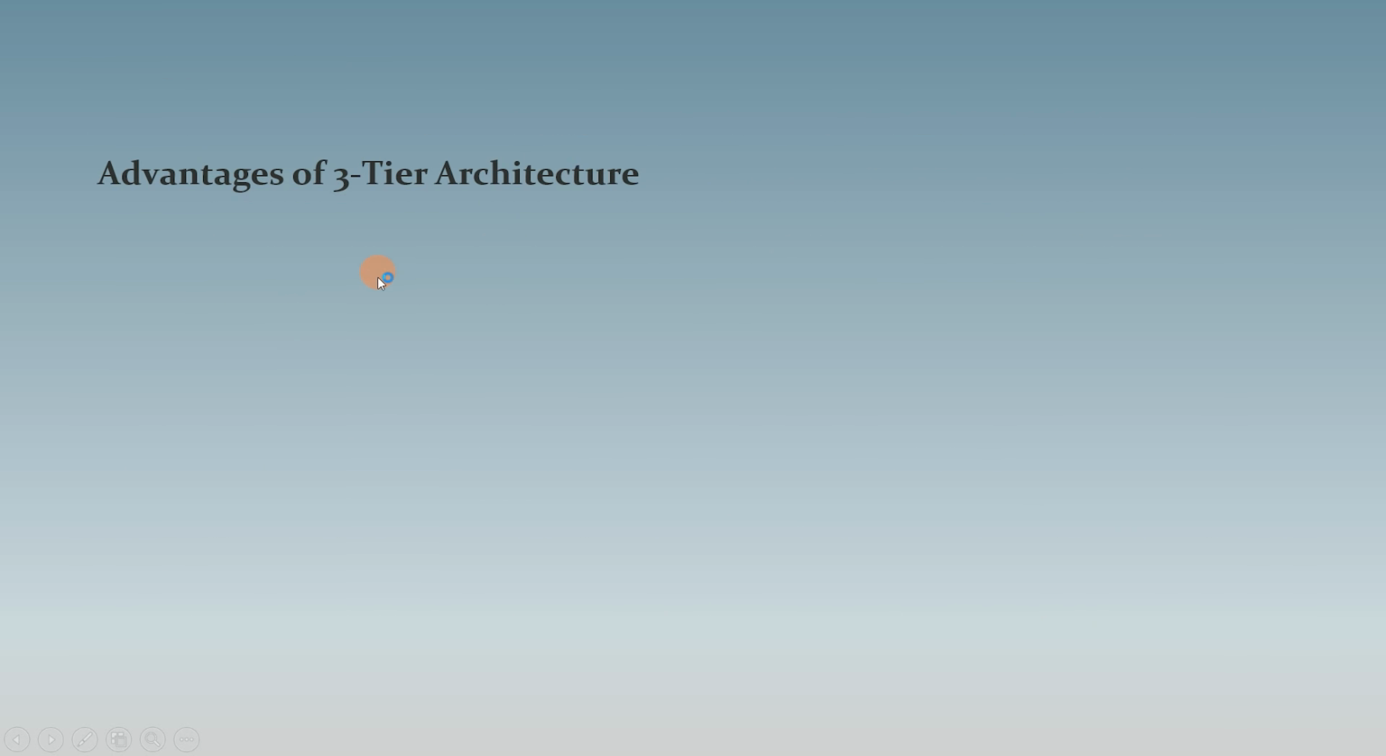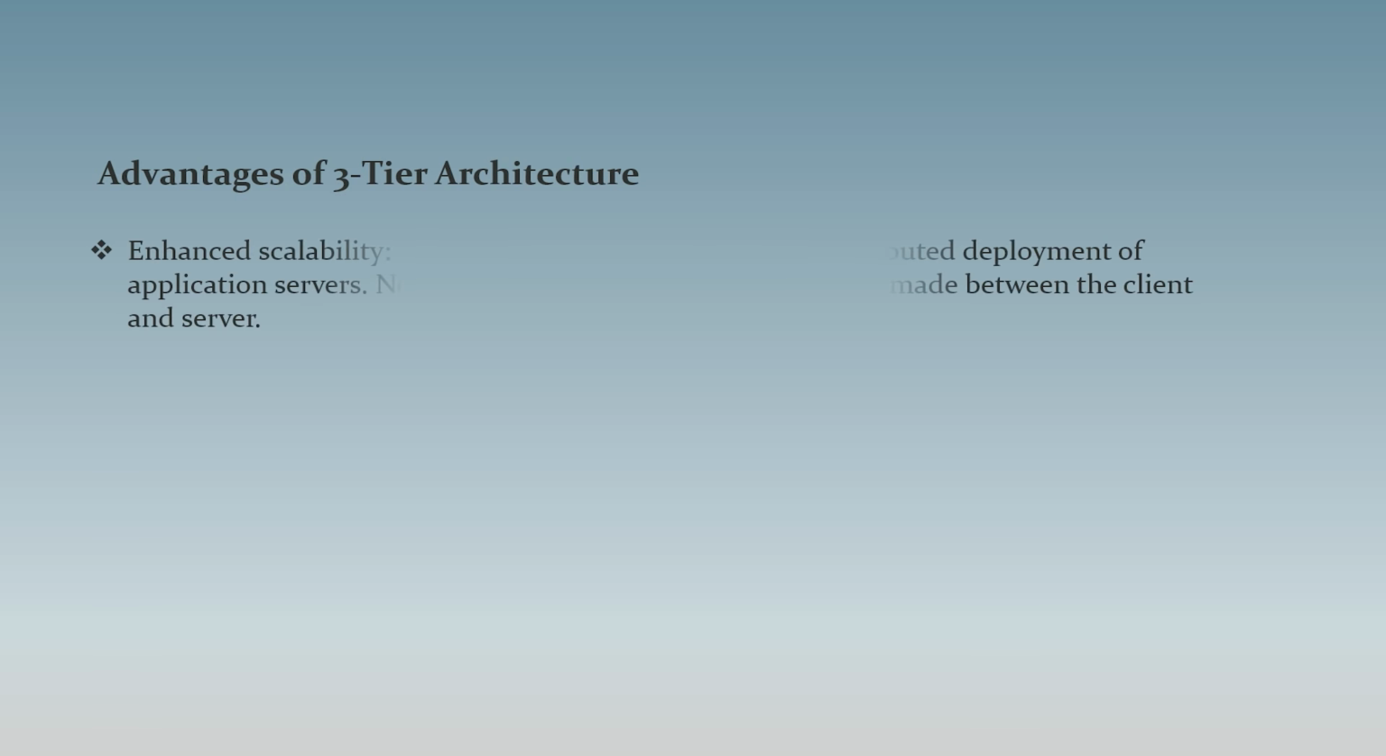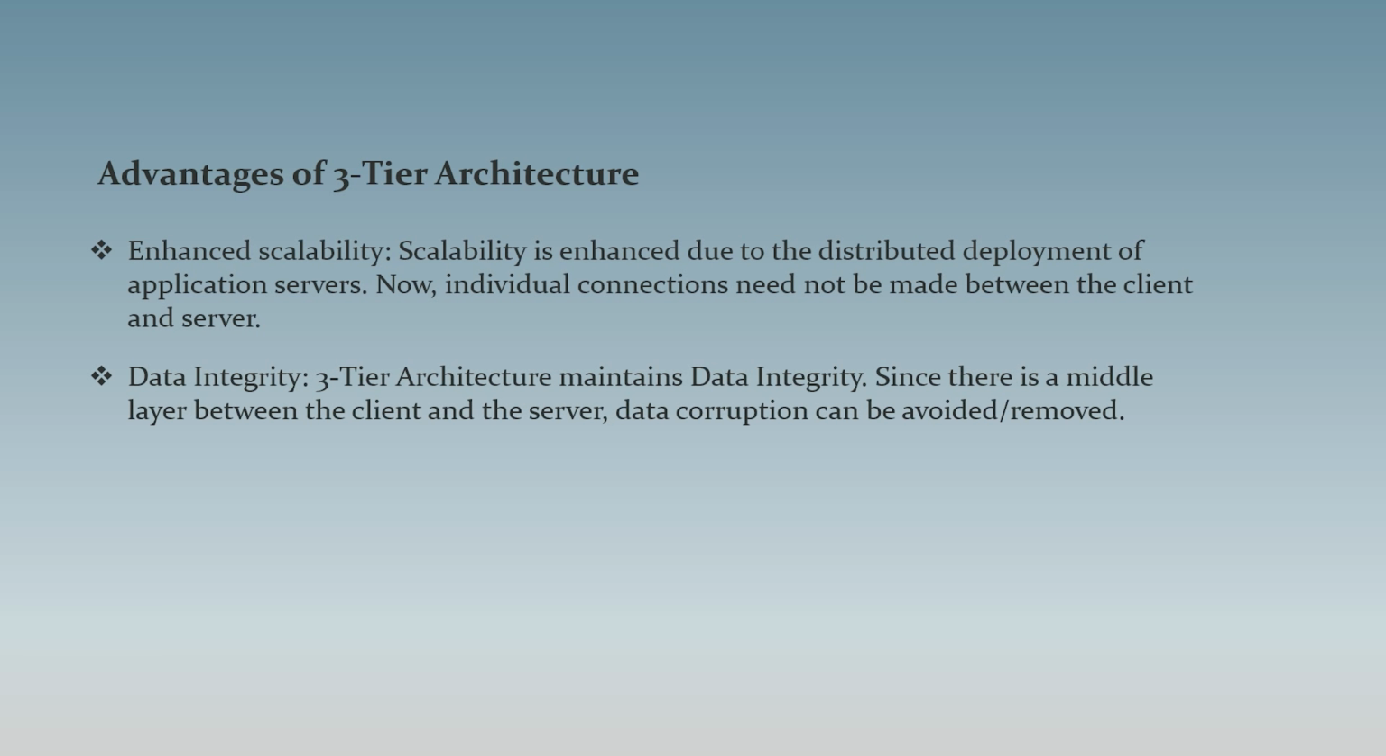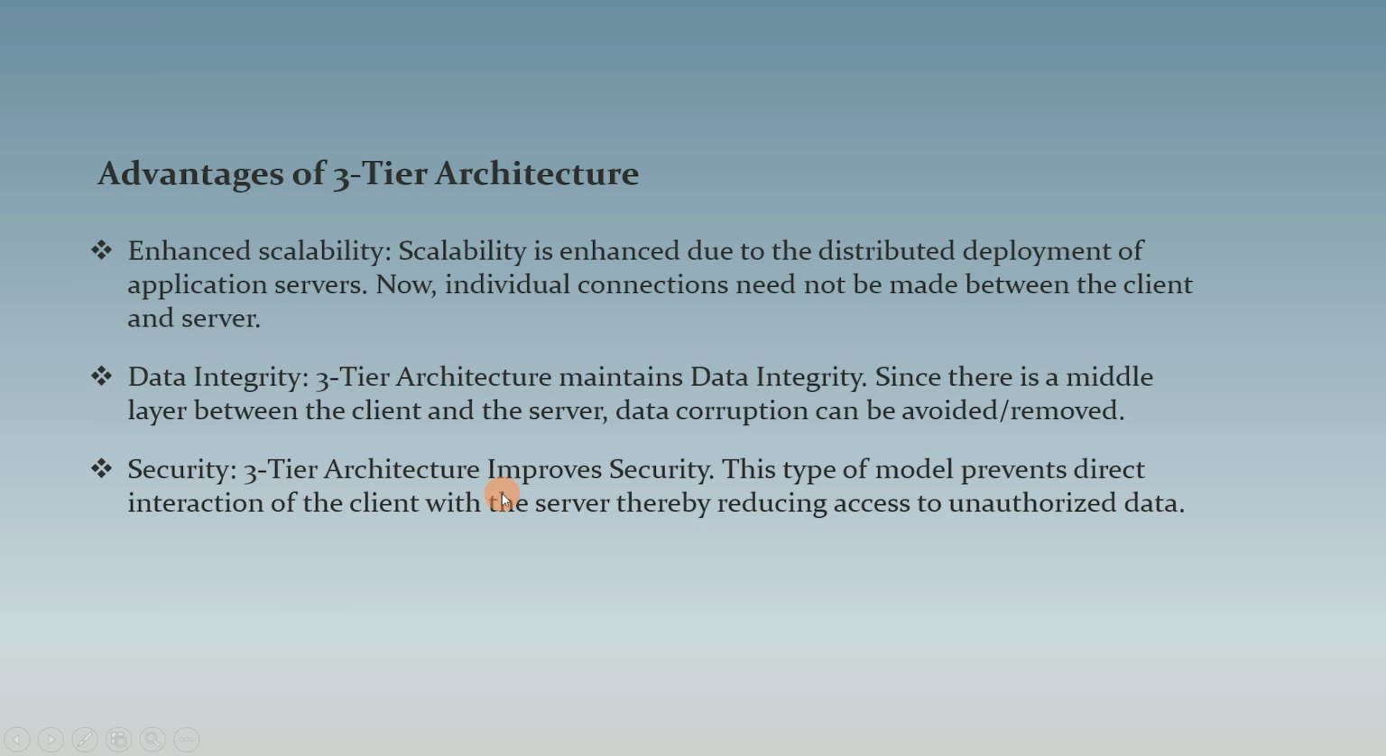Now, advantages of 3-tier architecture. Enhanced scalability. Scalability is enhanced due to distributed deployment of application servers. Now, individual connection need not be made between the client and server. Now, most important, data integrity. 3-tier architecture maintains data integrity. Since there is a middle layer between the client and server, data corruption can be avoided or removed. Security. 3-tier architecture improves security. This type of model prevents direct interaction of the client with the server, thereby reducing access to unauthorized data.